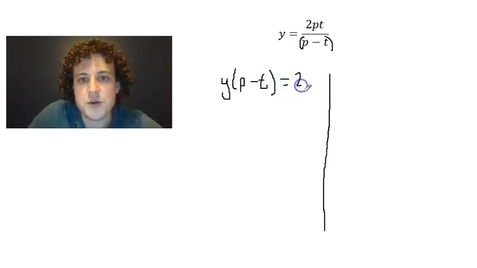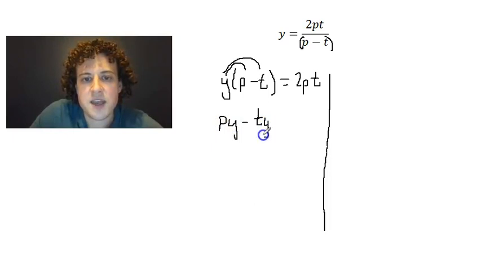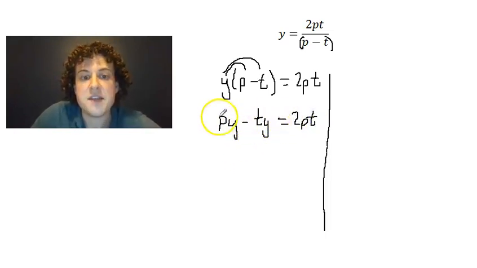equals 2pt. Expand the bracket like we did before, and we get py minus ty equals 2pt. If we want the p, then we've got 3 boxes here. We've got one that's positive, one that's negative, and another that's positive.